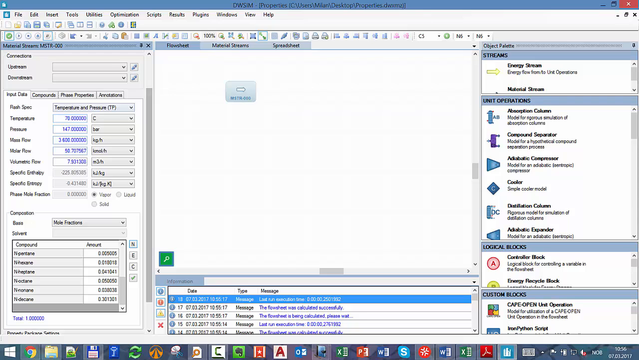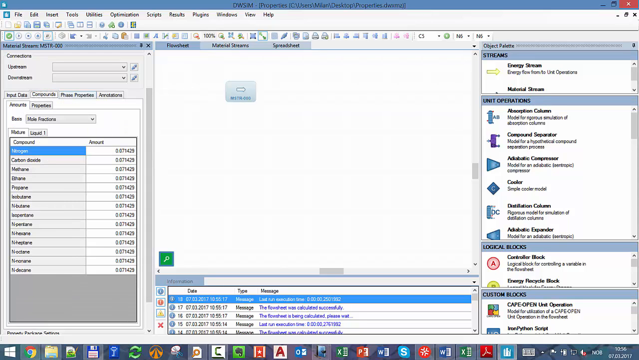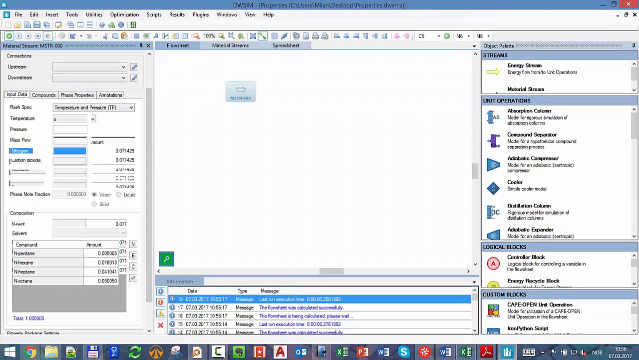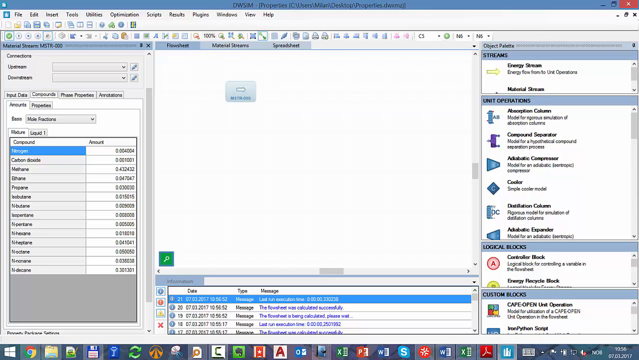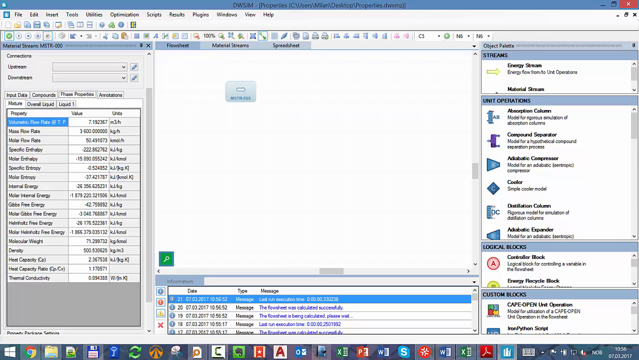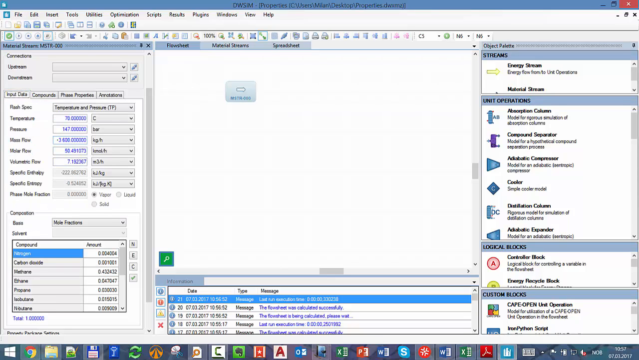Now I go to the properties. It still hasn't changed, so I have to click here, accept change. Now you have the composition that I want. I don't care too much about the rest. Mass flow rate: I can assign a flow rate that, for my case, doesn't matter too much. Mass flow, I will put just 1.